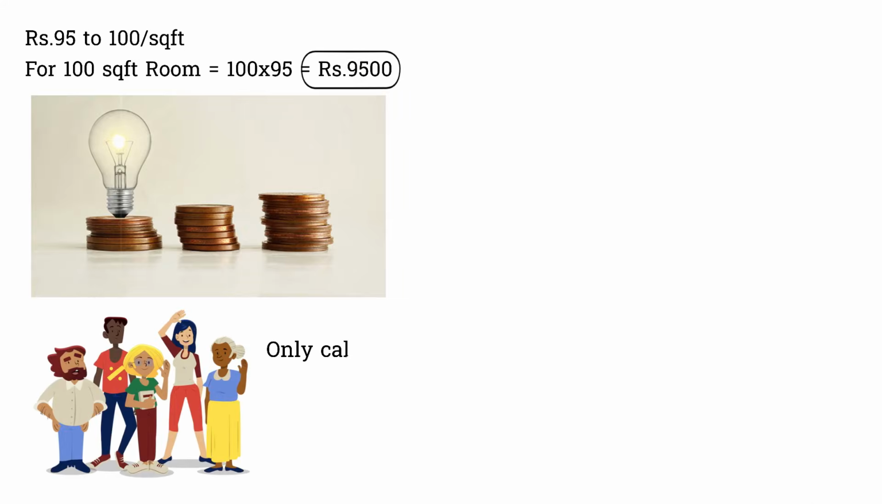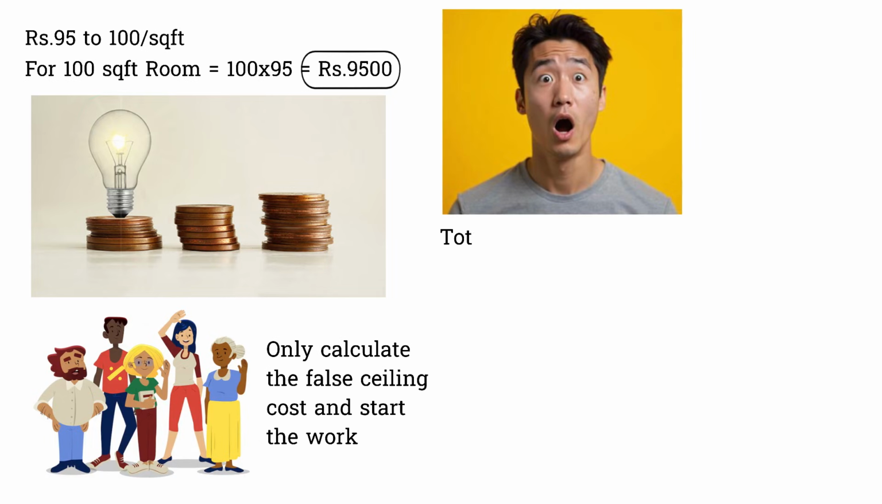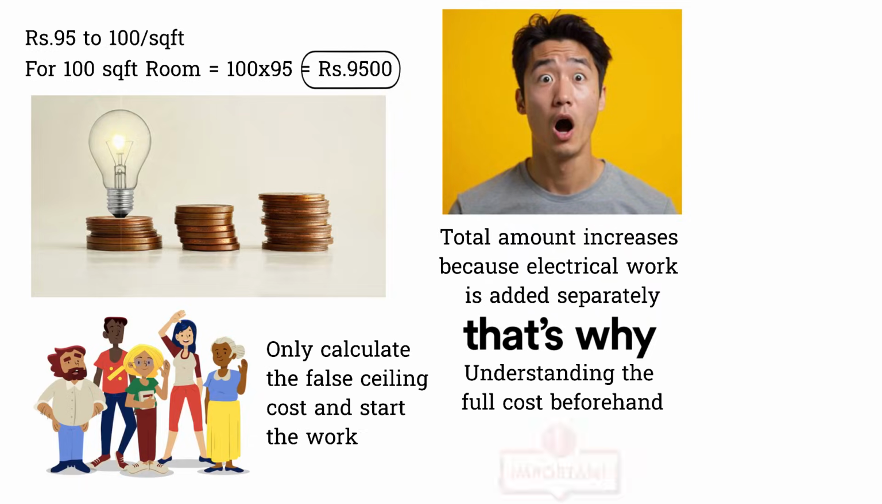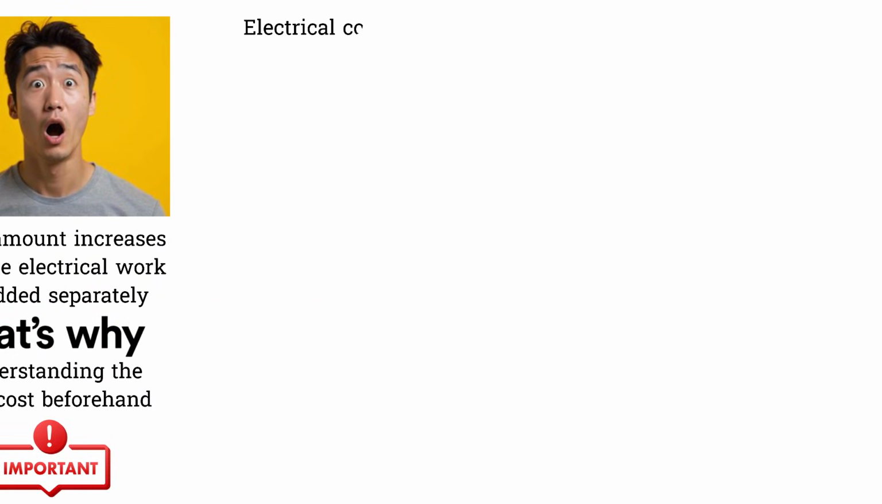Many people only calculate the false ceiling cost and start the work, and later get surprised when the total amount increases because electrical work is added separately. That is why understanding the full cost beforehand is very important. So the electrical cost comes to around 9500 rupees.